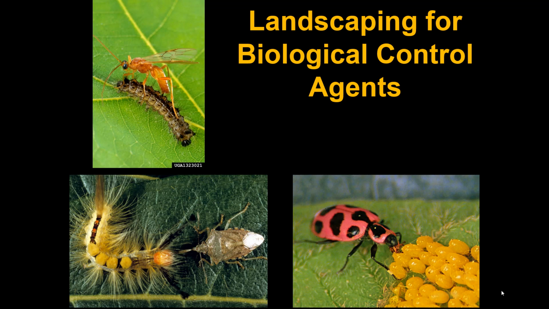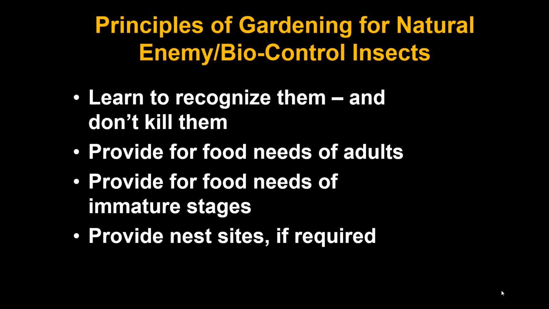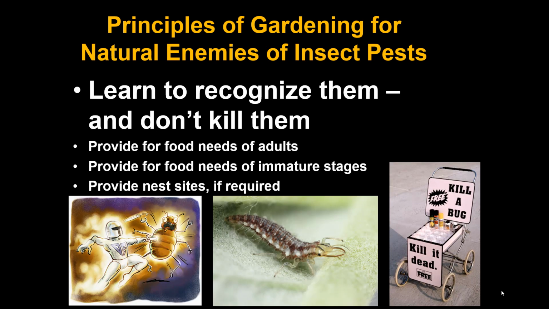Okay, so let's move on to a separate subject, and this is landscaping for natural enemies of other insects, biological control agents. So the principles for gardening for natural enemy biocontrol insects would be, to start with, I'd say learn to recognize them and don't kill them, because some of these have an appearance that many people don't recognize. Then provide food needs for the adults and provide food needs for the immature stages, and nest sites if required. So the first thing is learn to recognize them and don't kill them.